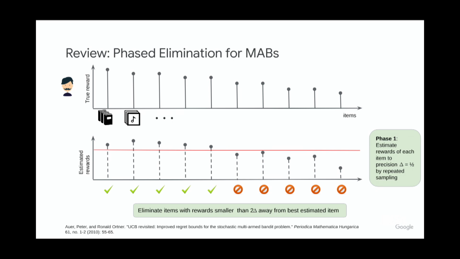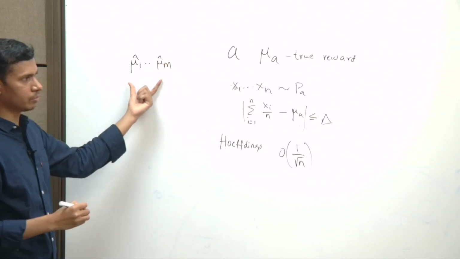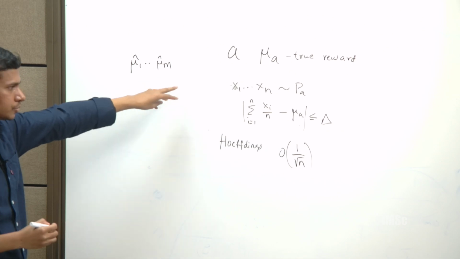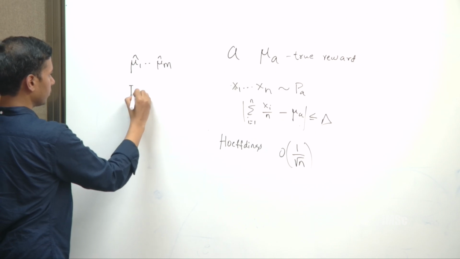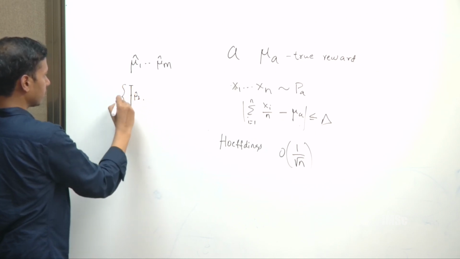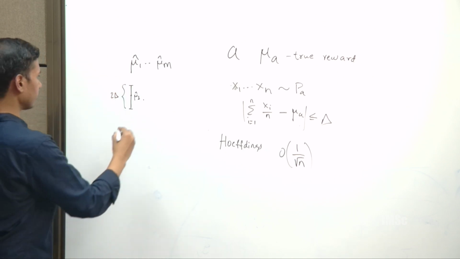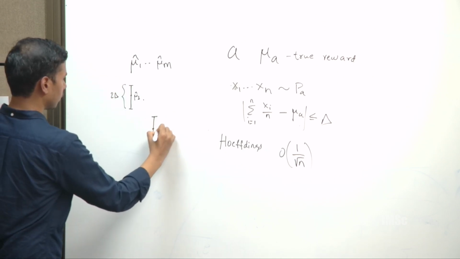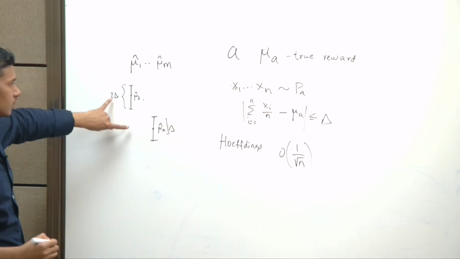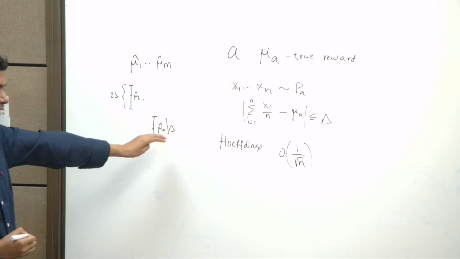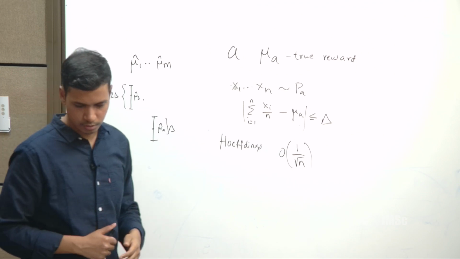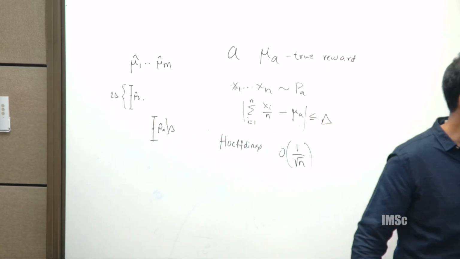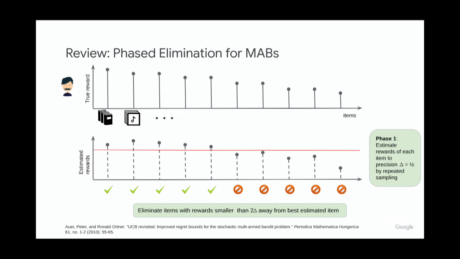By suboptimal I mean, let's say mu hat 1 to mu hat m are the estimates of the means of each of the m arms. So you have a confidence band for each arm. Let's say this is mu hat 1. We know that its true mean can lie in this 2 delta interval of mu hat 1. And let's say there is some other arm whose confidence band doesn't intersect with the confidence band of this. You can be more or less certain that its true reward is less than the best arm, so you simply eliminate it. Basically you look at the empirical best arm, see whose rewards are 2 delta smaller than it, and eliminate those arms.